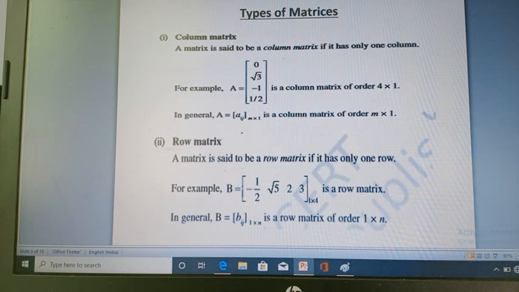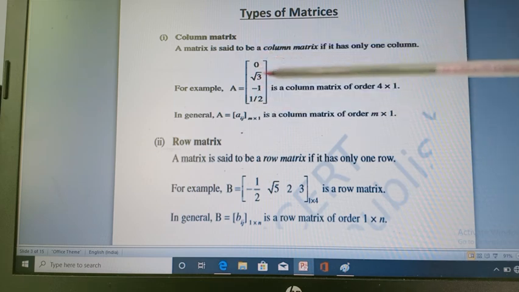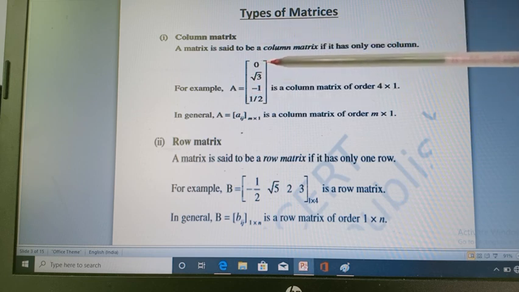Next, I will discuss some types of matrices. First one is the column matrix. A column matrix is a type of matrix where the number of columns is 1. The number of rows may vary, but the number of columns is only 1. You can see that only 1 column is there, and the number of rows is 4: 1, 2, 3, 4. So the order of the matrix is 4 by 1.